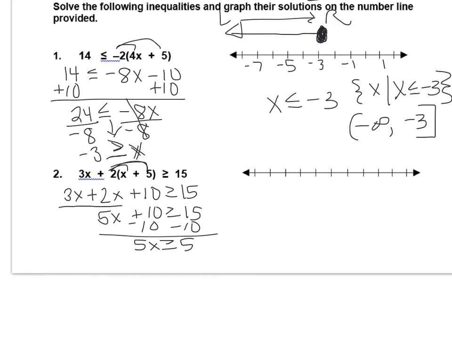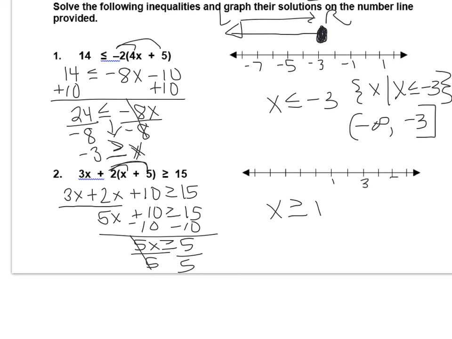Now dividing by 5 on both sides. Did we divide by a negative number? Well, in fact, no, we didn't. We divided by a positive number. So we don't have to worry about reversing the inequality symbol this time. It's going to remain x is greater than or equal to, and 5 divided by 5 is 1. Put the 1 in the middle.